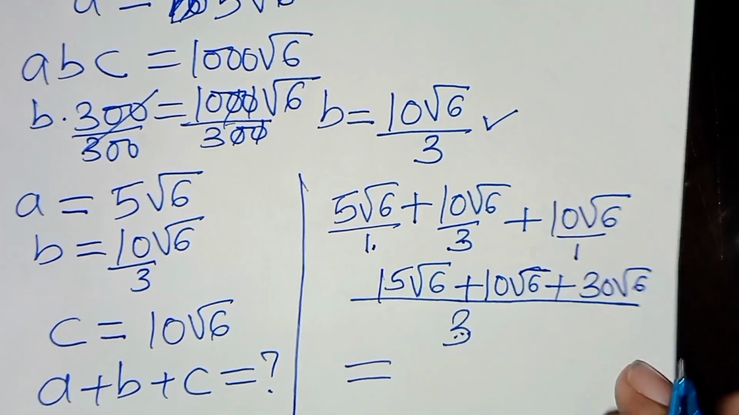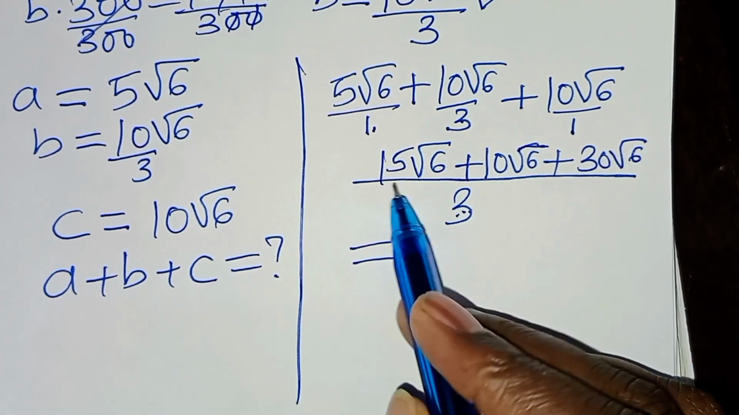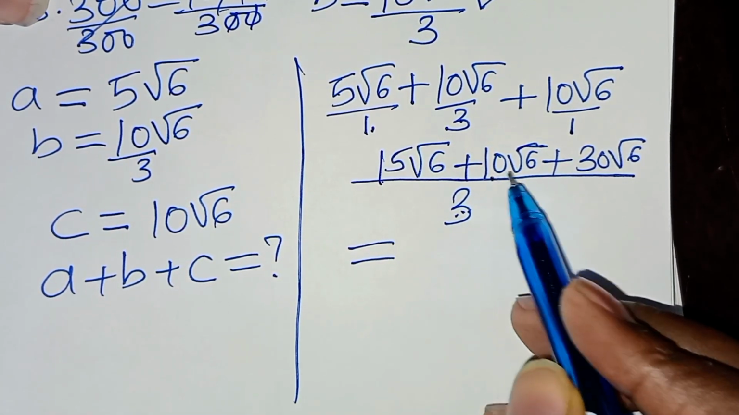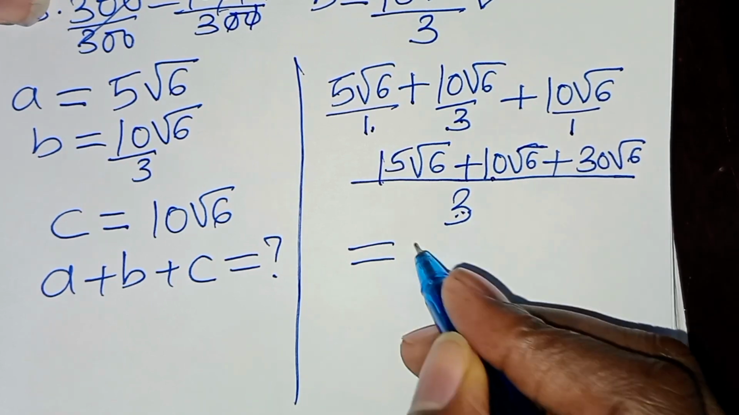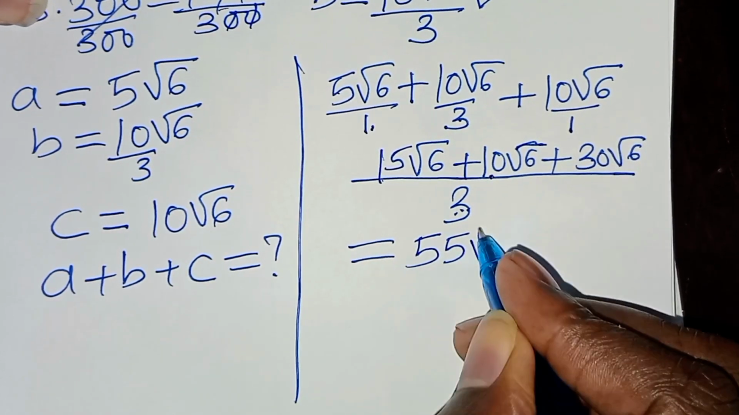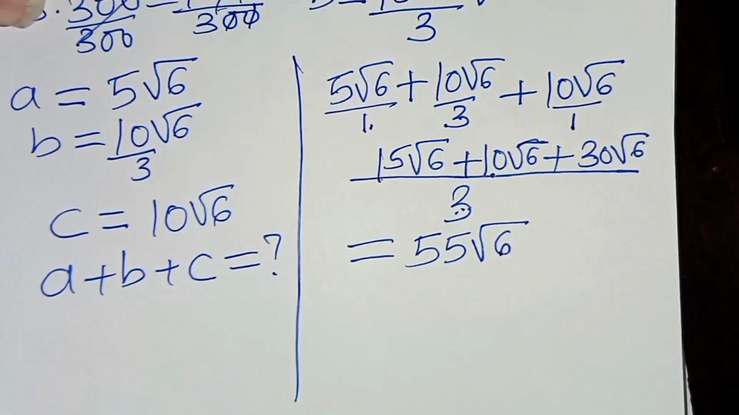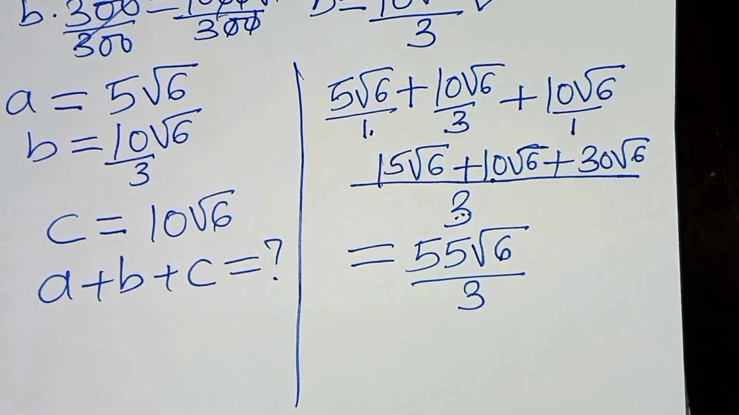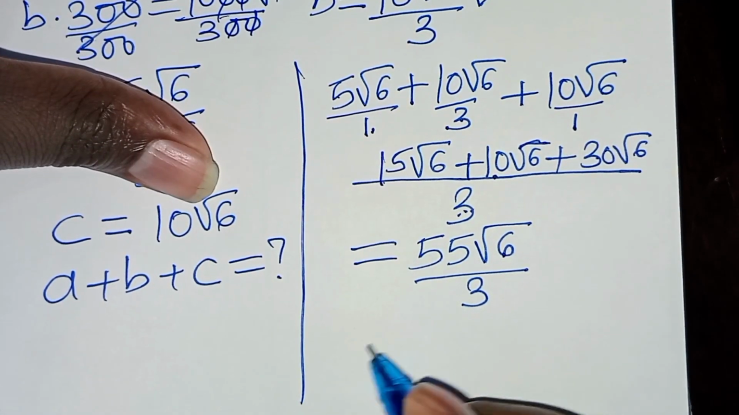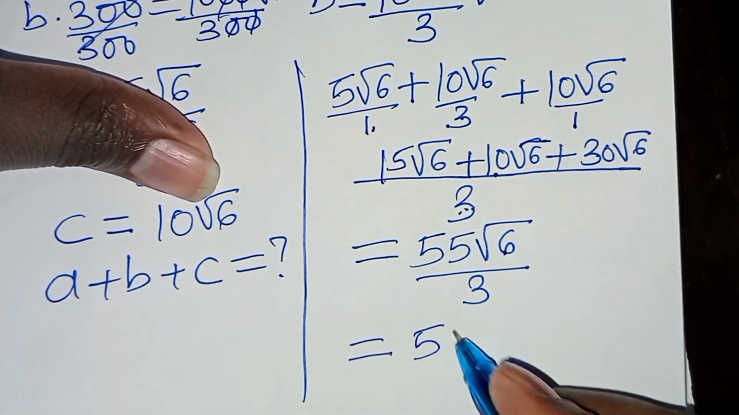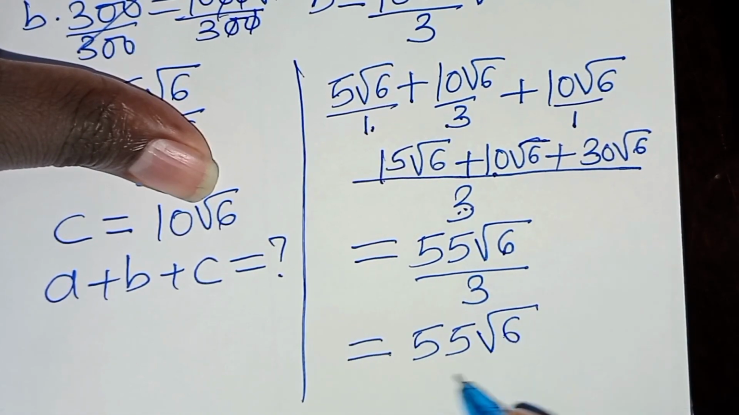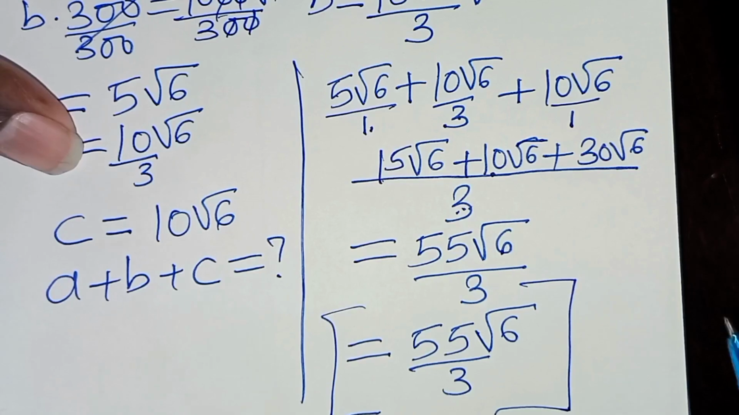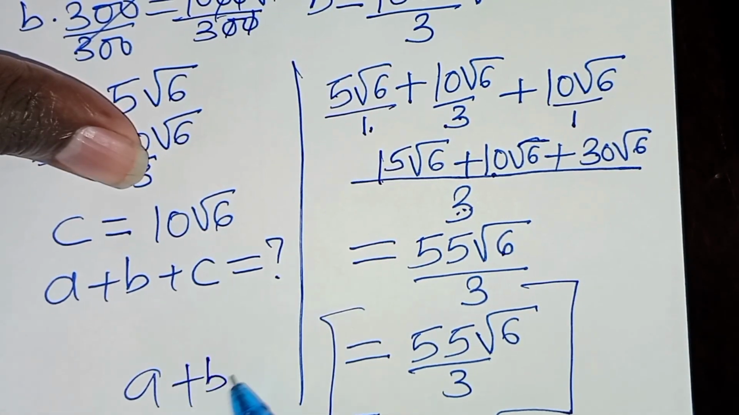So this is equal to, you can see 15 plus 10, that is 25. 25 plus 30, so this is 55 square root of 6, okay, divided by 3. So here, the final solution is 55 square root of 6 divided by 3. So this is the solution. This is what a plus b plus c is.